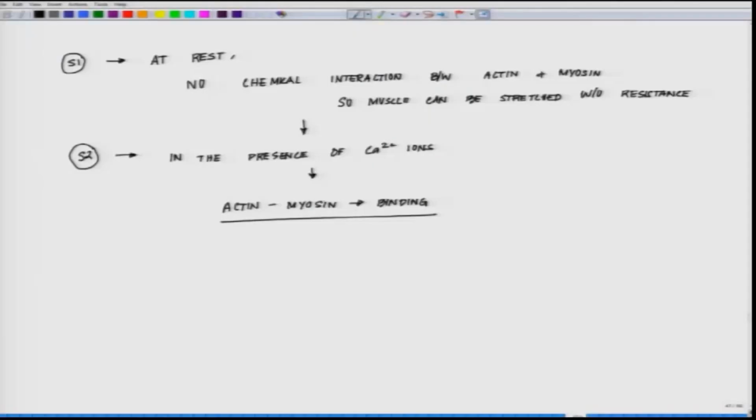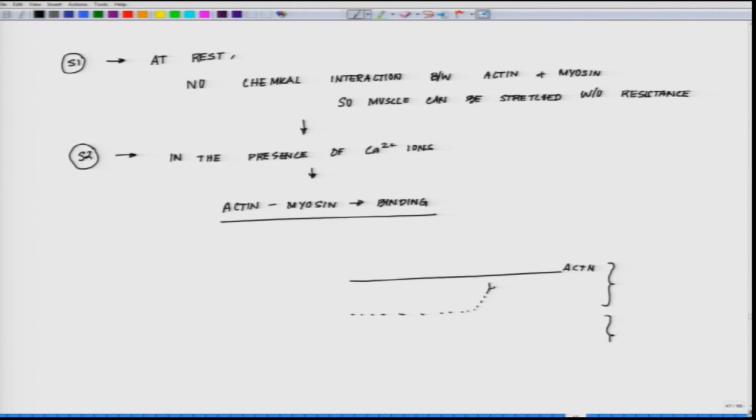Does it make sense? Let me draw it for you because this is a fundamental concept you have to understand. So, you have this, which is your actin filament without any interaction, and this is your myosin head. There is no interaction, right.